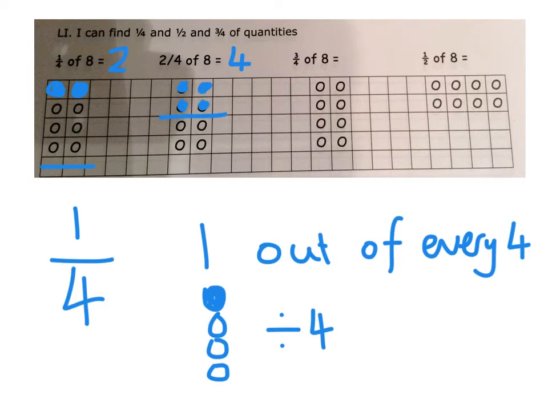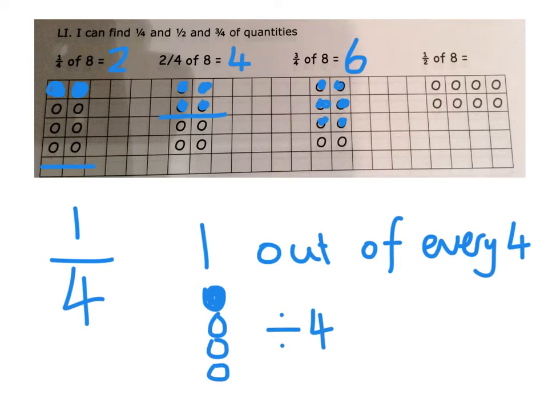So 3/4 of 8: 1, 2, 3 out of those 4, and 1, 2, 3 out of those 4. Straight away you can see that 3/4 of 8 equals 6. And again, it's using the same array, the same pictorial, to find 1/4, 2/4, or 3/4.